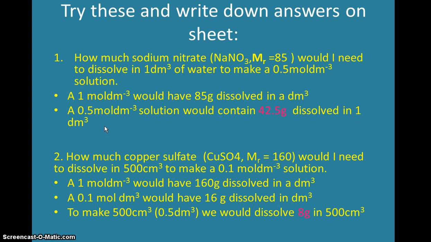For the second one, well, a 1 mole per decimetre cubed solution would have 160 grams dissolved in it. A 0.1, we divide that by 10, we just dissolve 16 grams. But if we only want to make up half a decimetre cubed, so 500 centimetres cubed, then we would dissolve 8 grams in 500 centimetres cubed. So I hope that's beginning to make some kind of sense.